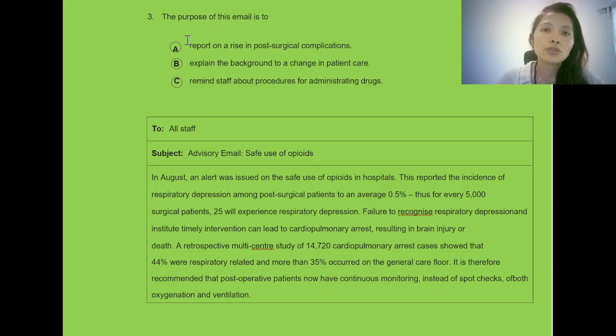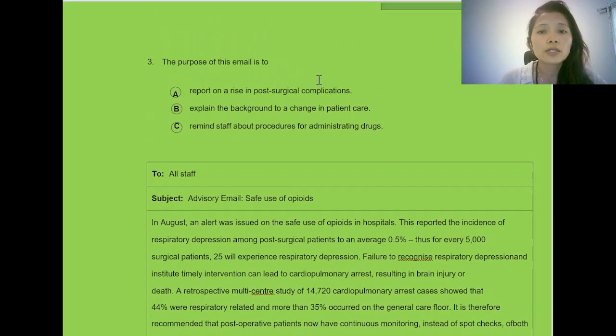I'm sure if you are getting my explanation, you will get the right answer. If you are not getting the right answer, don't worry. I will explain in the next video as well, or else I will catch you personally and teach you. I will explain how the answer came. So the purpose of this mail is to report a rise in the surgical complication. Rise. Again, B is explaining the background to change the patient care, remind staff about the procedure for administering the drugs.